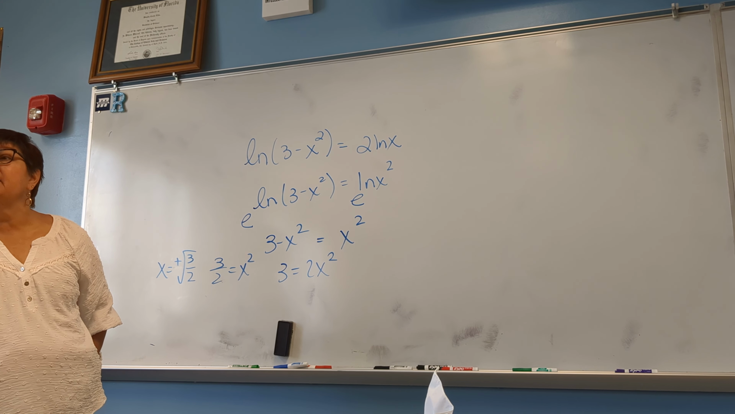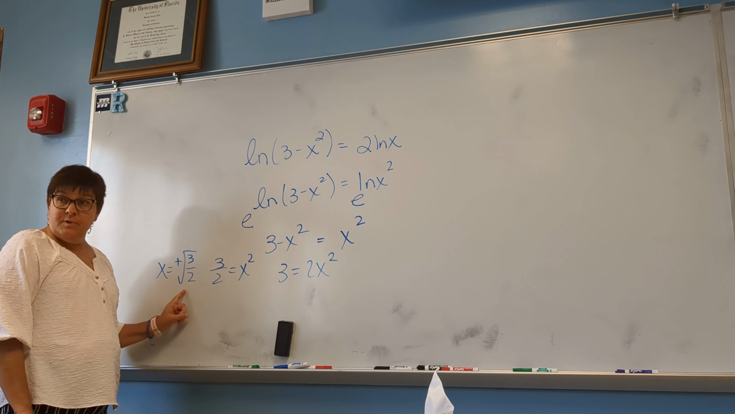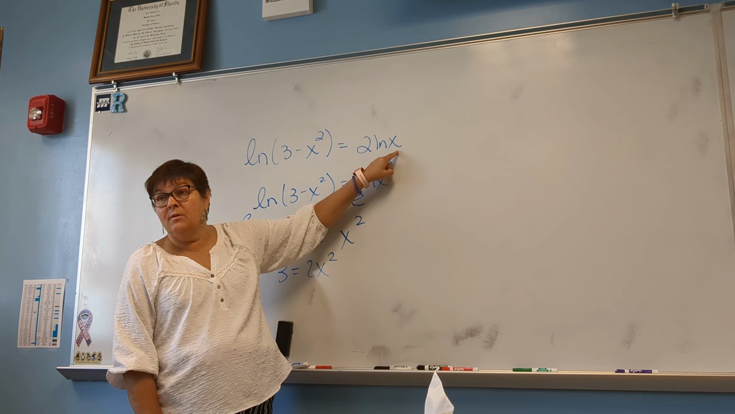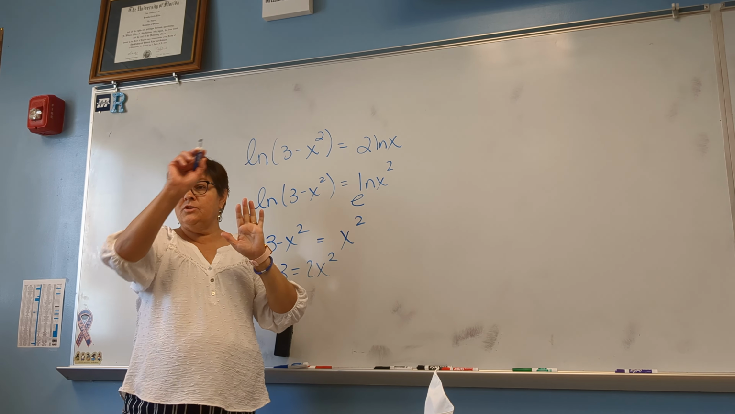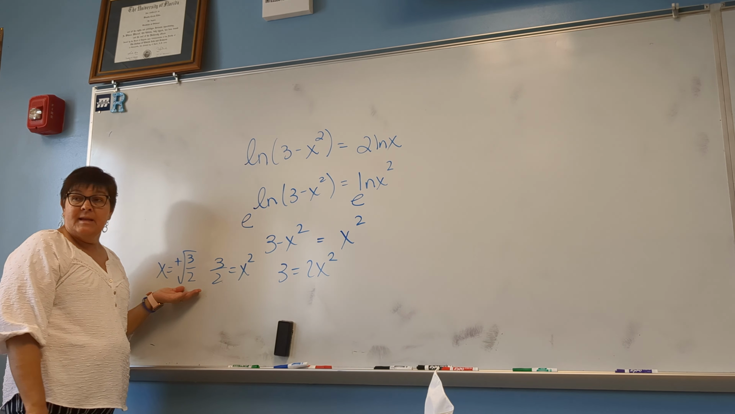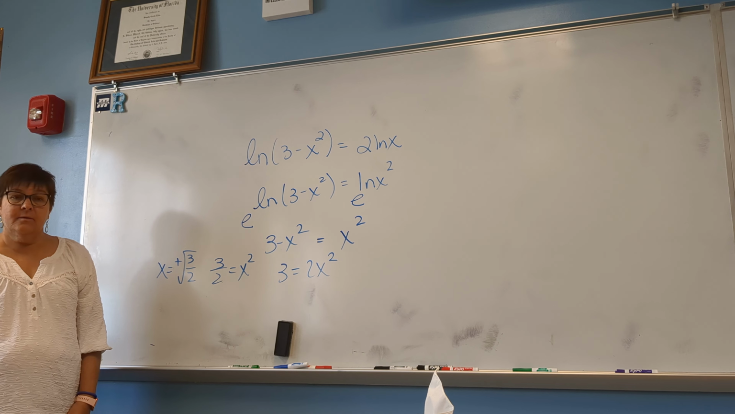Is that supposed to be a plus or minus? The reason why it's not a plus or minus is because I can never plug a negative into the natural log. Remember that little drawing that I just showed you? It never goes to the negatives, I can never plug it in. So I can eliminate that negative one, it's gone. Does that make sense?